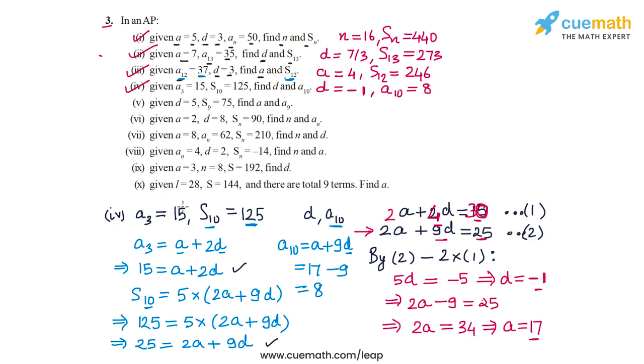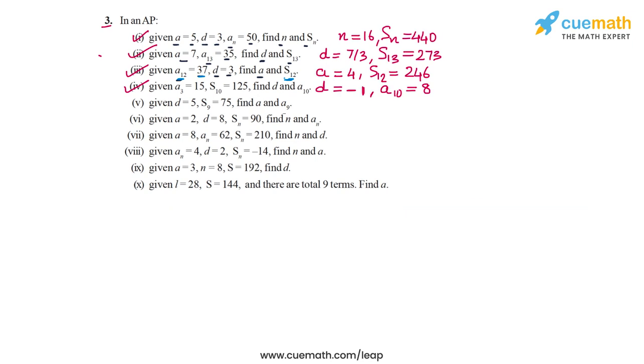Now let's do part 5. In part 5, we are given that D is equal to 5 and S9, the sum of the first 9 terms, is equal to 75.